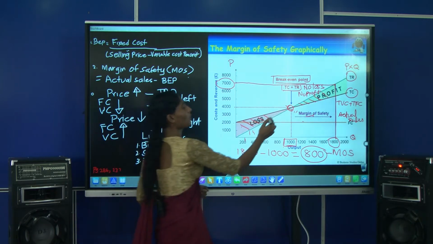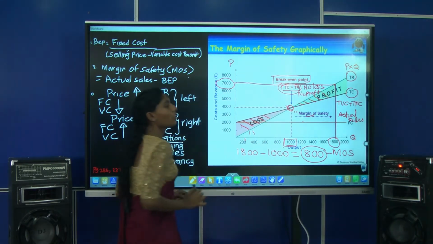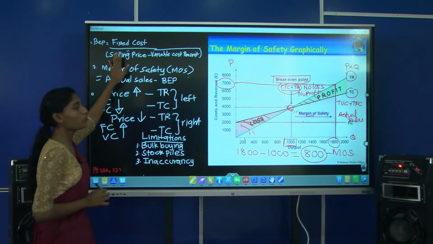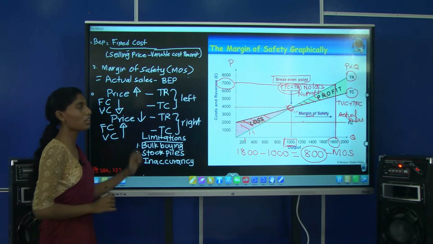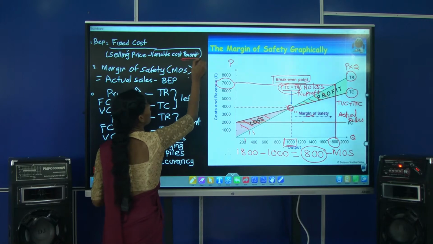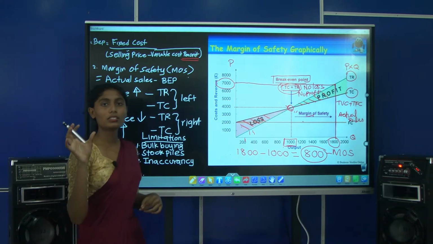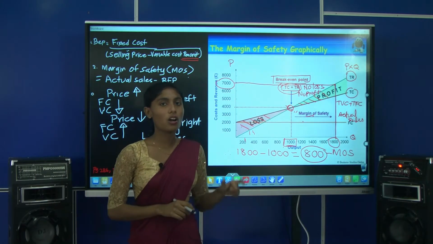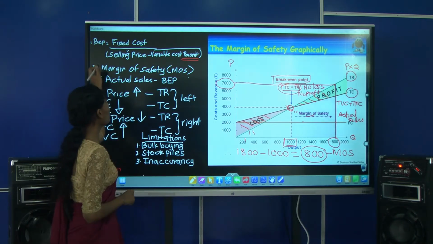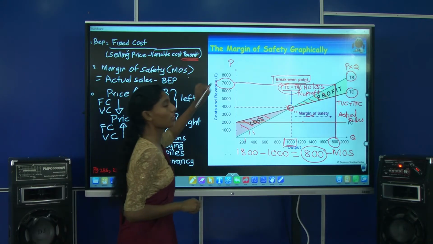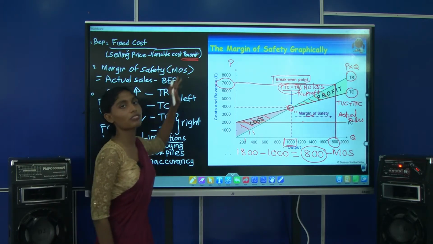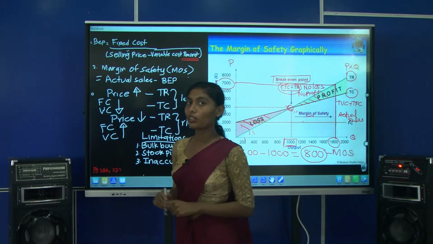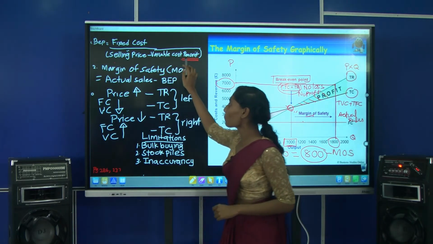Then how do you calculate break-even point? Break-even point we calculate by the fixed cost divided by the selling price minus the variable cost per unit. We don't take the total variable cost. We take the total fixed cost, but we don't take the total variable cost. From the selling price, we take the difference of the variable cost per unit. Then we calculate the break-even point.